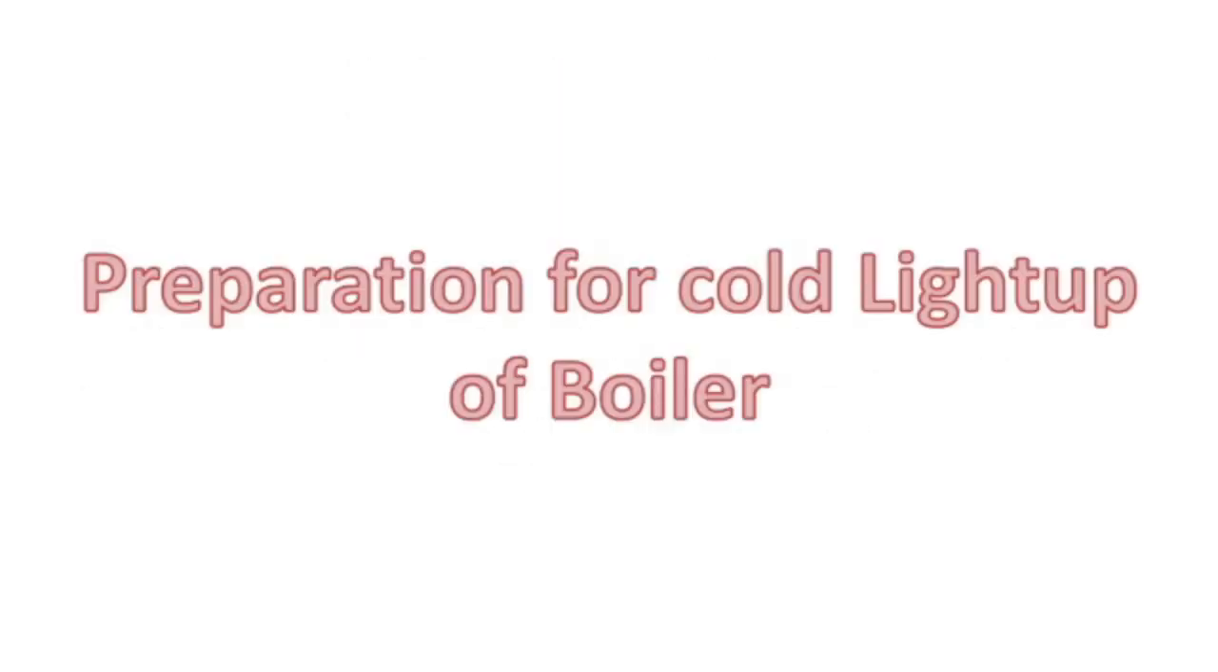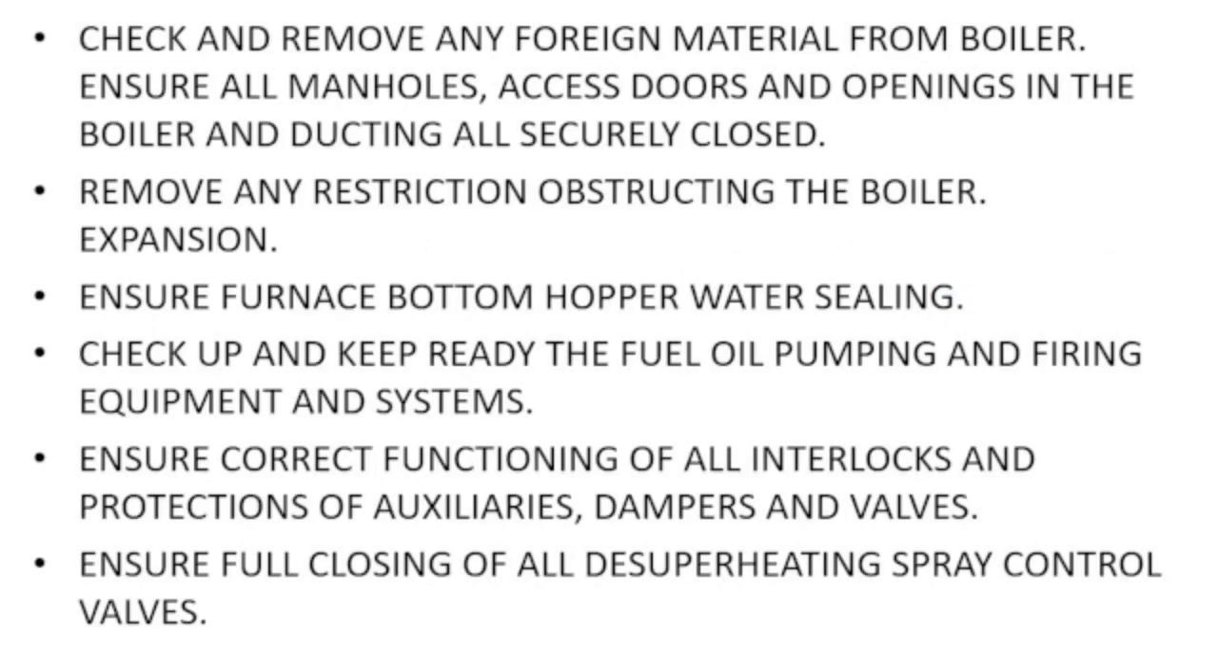Now the preparation for the cold light up of boiler. We are doing the cold light up of boiler, so how do we prepare for that? Check and remove any foreign material from boiler. Ensure all manholes, access doors and openings in the boiler and ducting are securely closed. Remove any restriction obstructing the boiler expansion. Ensure furnace bottom upper water sealing.